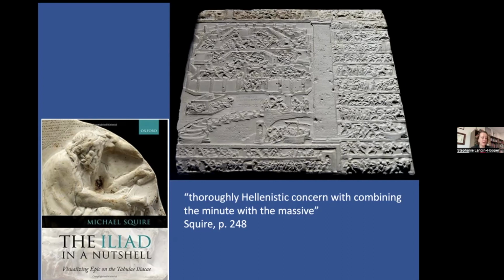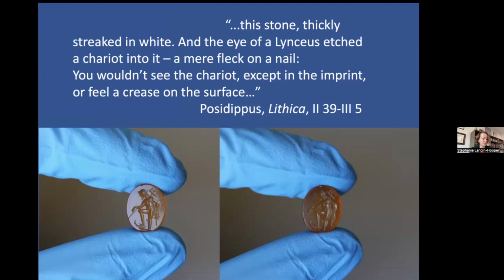Tension and paradox is also a theme in Verity Platt's work, as she argues that the miniature images on Hellenistic seals demanded intimacy in viewing, but the careful study they require allows the significance of tiny images to expand until they occupy huge dimensions within the mind. Details of these images can challenge or even elude sensory perception altogether, as Posidippus describes in the case of a carved stone where, quote, you wouldn't see the chariot except in the imprint or feel a crease on the surface.